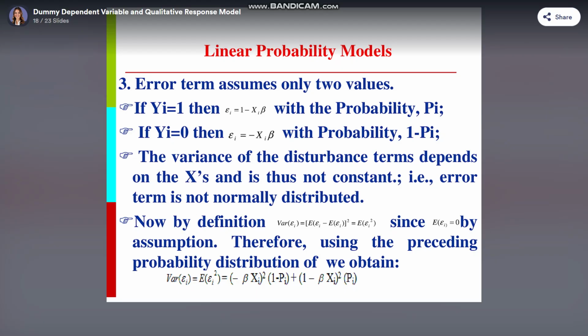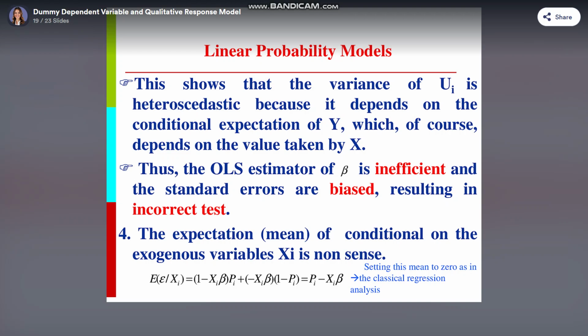Choosing other values would alter the model even if the predictors remain the same. Furthermore, the error term can only take two values, which affects its distribution. Specifically, the error term's variance depends on the predictors, leading to heteroscedasticity. This violates assumptions of constant variance and normality, making ordinary least squares estimators inefficient and standard errors biased. Consequently, statistical tests based on these estimates may be unreliable.